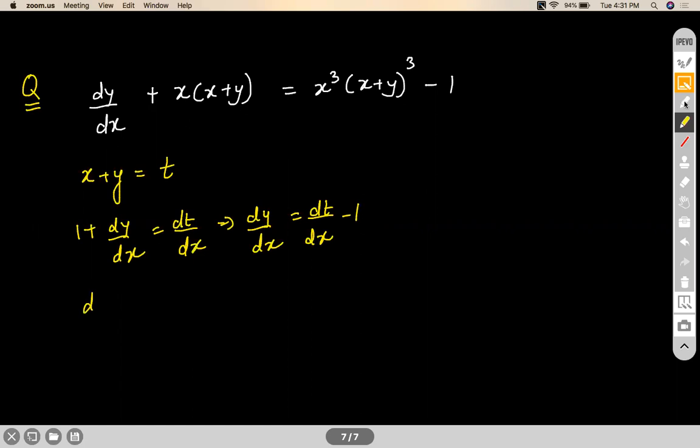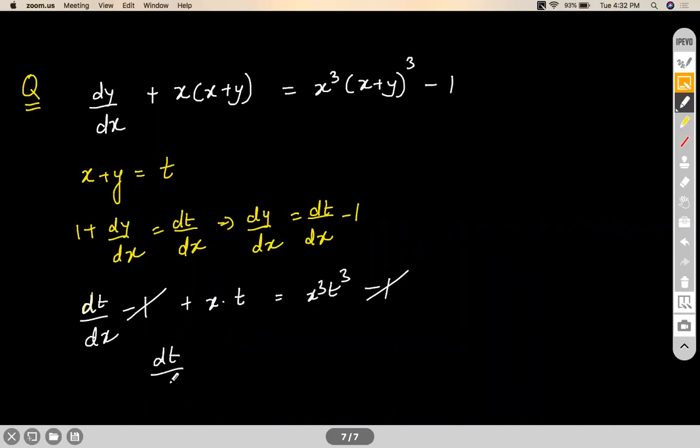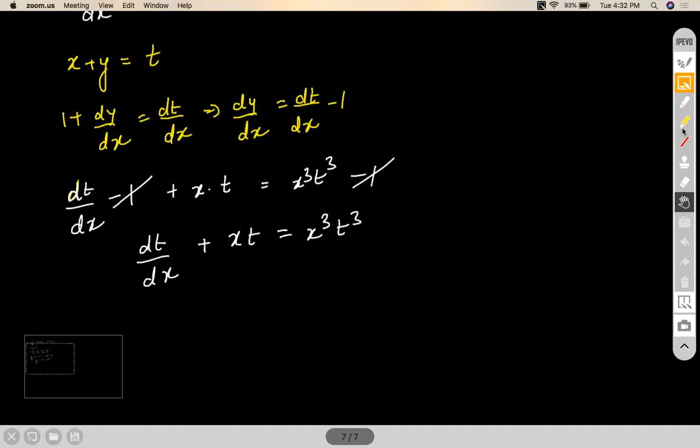So dt by dx minus 1 will be x times t. Okay, and on this side I'll get x cube t cube minus 1. So minus 1 from here and minus 1 from here will get cancelled out with each other. So what we see is dt by dx plus xt is equal to x cube t cube. Correct?